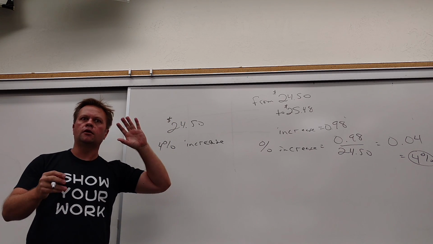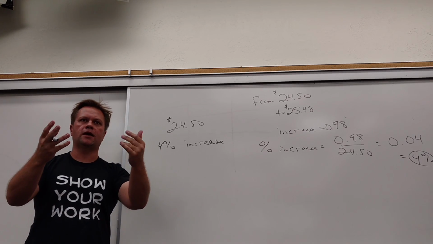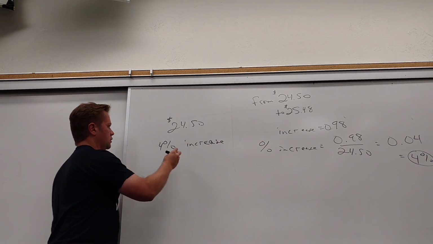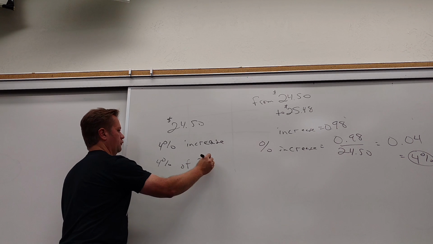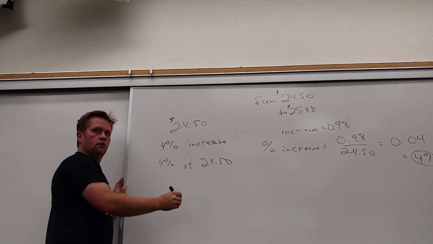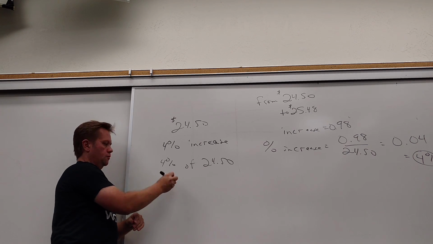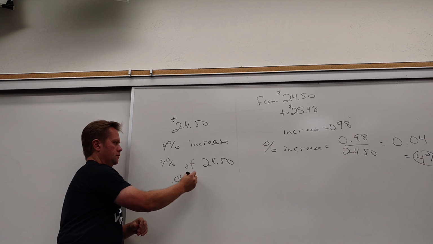All right, now, stay with me. Some of you guys are looking away, looking down. No, stay with me. I want to make sure you understand why that's set up the way it is. So somebody help me out. In your calculator, how do I do 4% of 24.50? 4% is 0.04. Of means times.